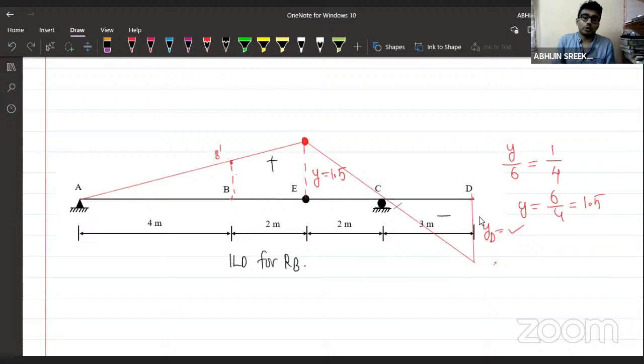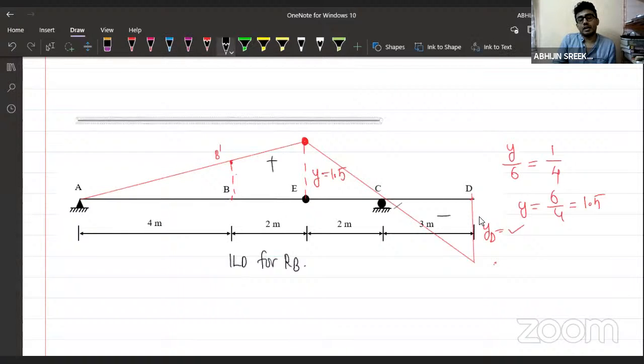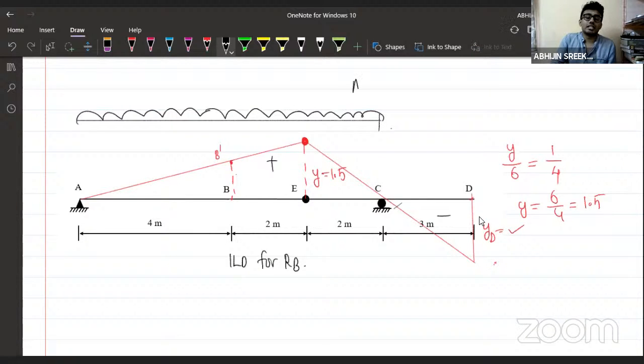UDL. I'm not asking about the point load, Krishna. UDL. Yes, UDL should cover the entire AC span. When the UDL starts occupying this CD span, it will start decreasing. When will we get the maximum positive value? When the UDL is on the span AC.